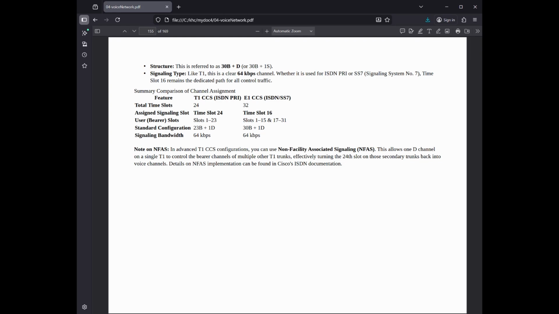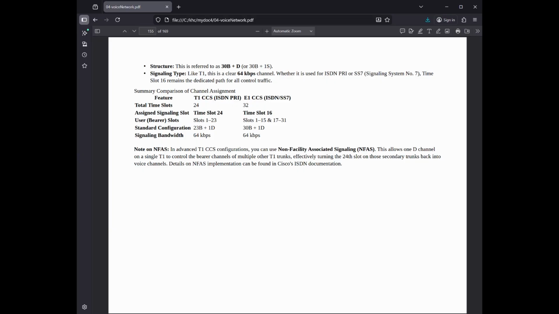Summary comparison of channel assignment. Feature: T1 CCS, ISDN PRI; E1 CCS, ISDN/SS7. Total time slots: 24; 32. Assigned signaling slot: time slot 24; time slot 16. User bearer slots: 1 to 23; 1 to 15 and 17 to 31. Standard configuration: 23B plus 1D; 30B plus 1D. Signaling bandwidth: 64 kbps; 64 kbps.